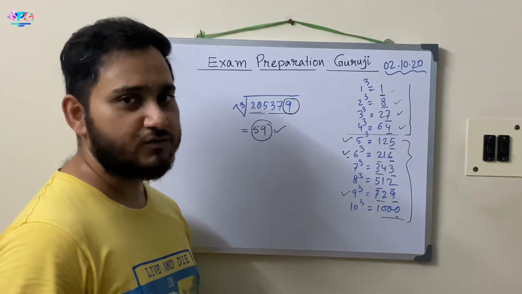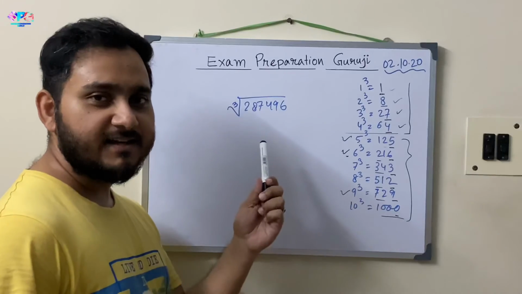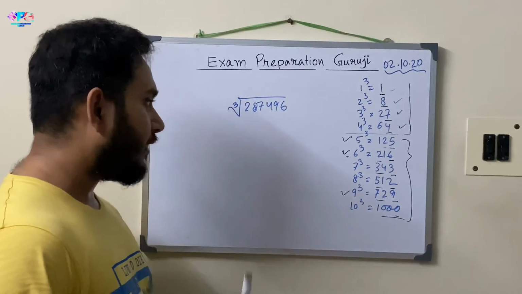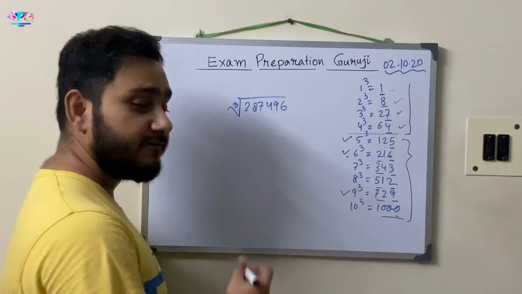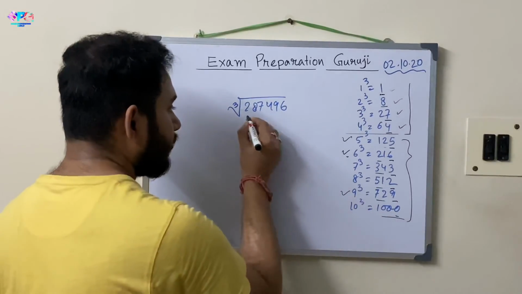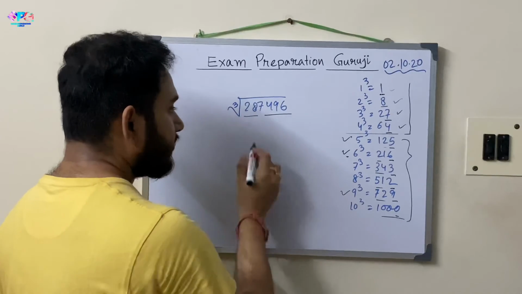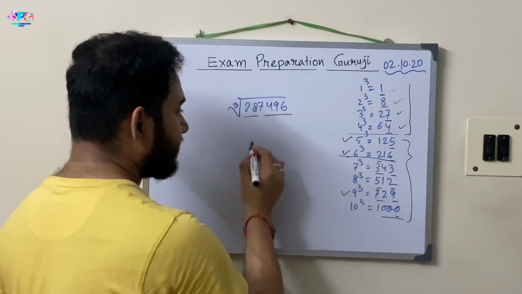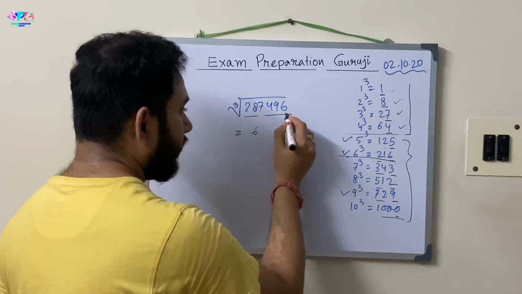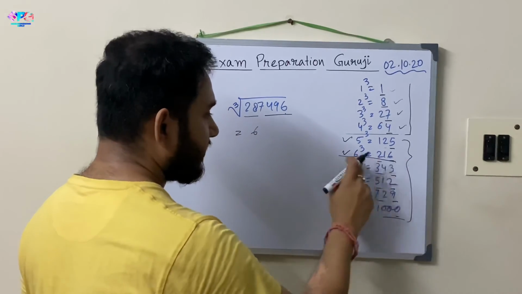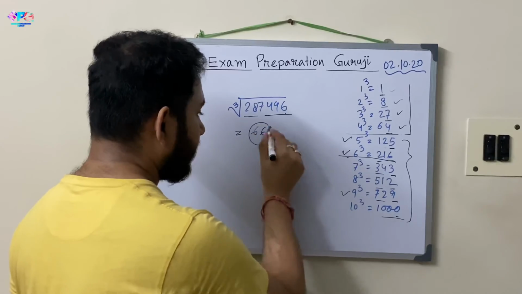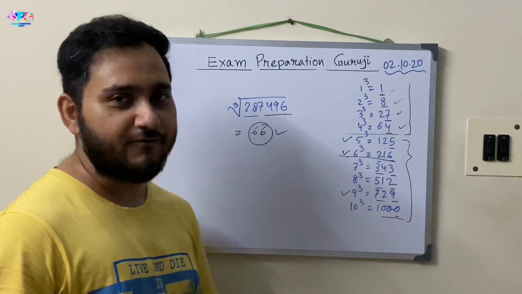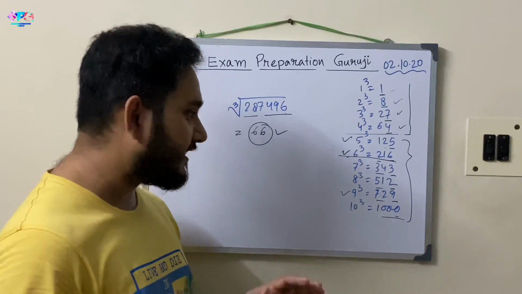Okay, so I'm taking another example. This is the second example. We can see 287496. Now we'll do it within 5 to 10 seconds. Just divide into 2 parts. So 287 comes under 6. What about the unit digit 6? 6 means 6. So 66 only. The answer is 66. Okay, this is how you have to derive. Very easy and very simple.